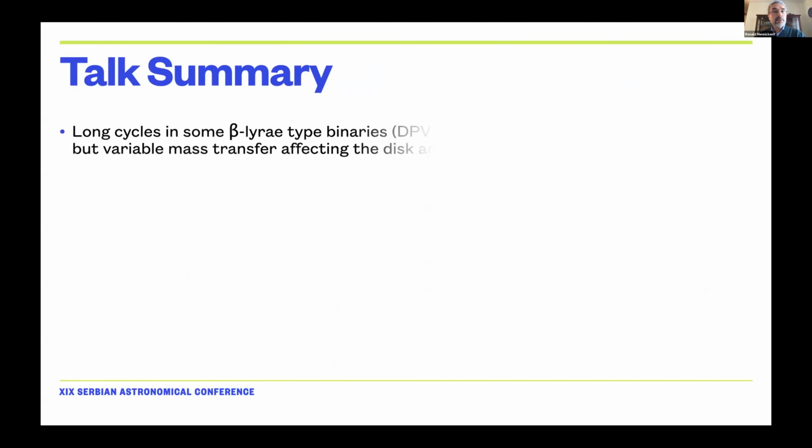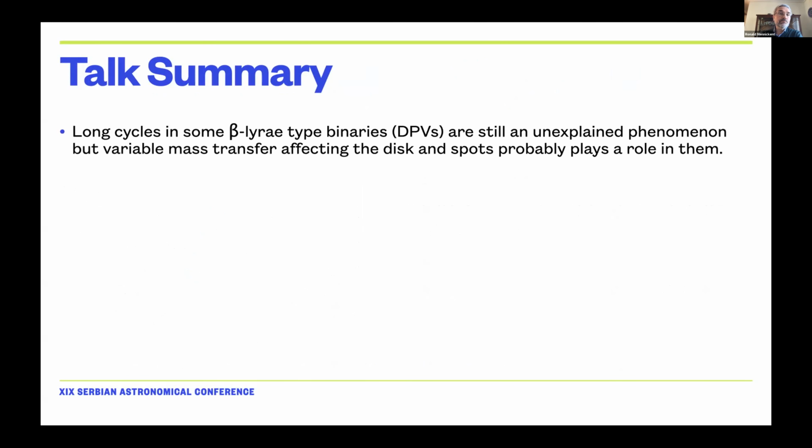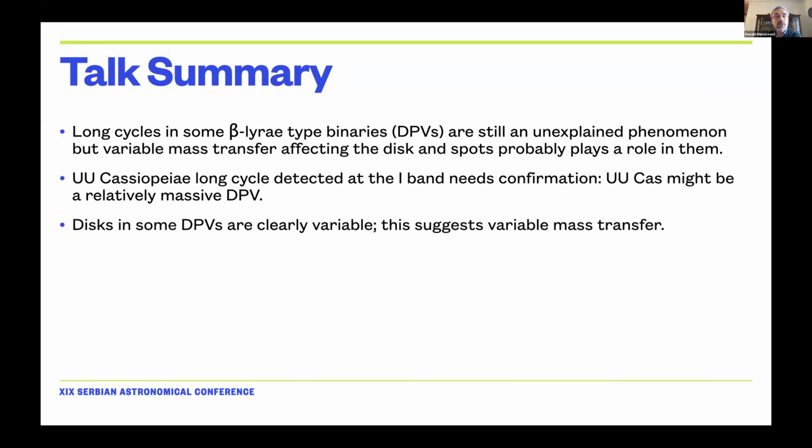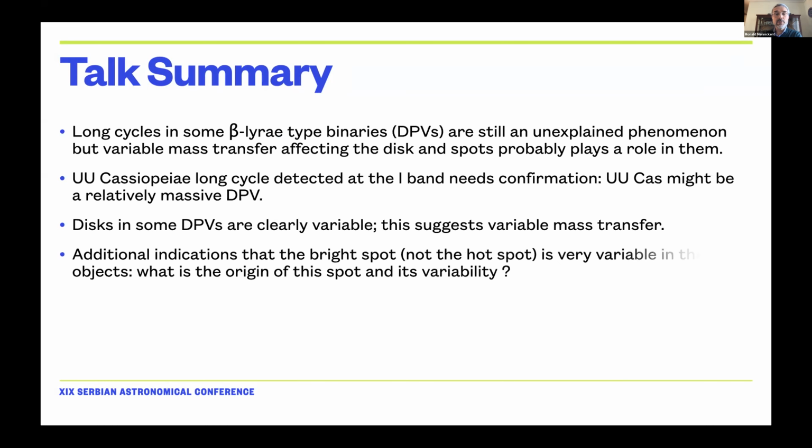The summary is: the long cycle in some beta Lyrae type binaries is still an unexplained phenomenon, but variable mass transfer affecting the disk and spot probably plays a role in them. UU Cassiopeia's long cycle is detected in the I-band and needs confirmation. UU Cassiopeia may be a relatively massive double periodic variable. The spots in some double periodic variables are clearly variable. This suggests variable mass transfer.